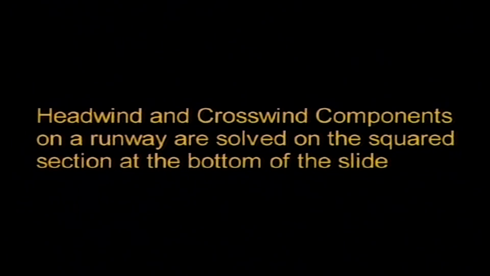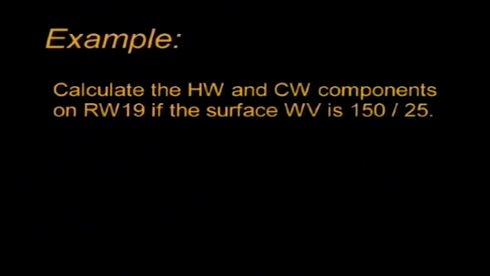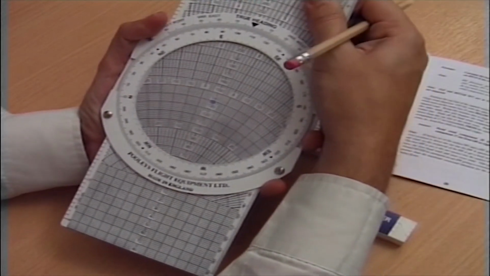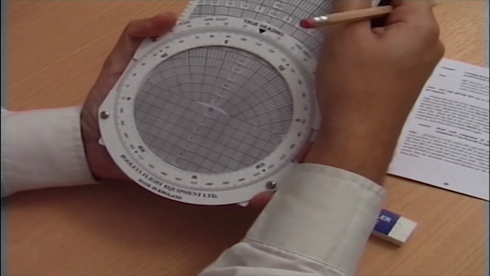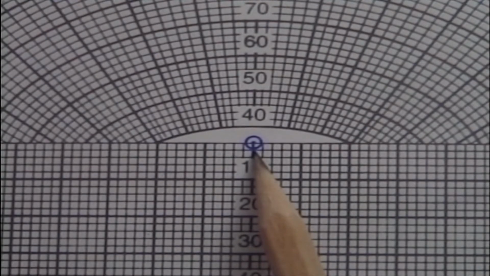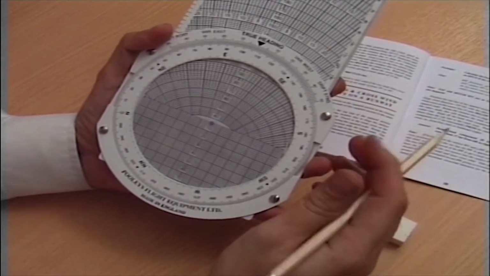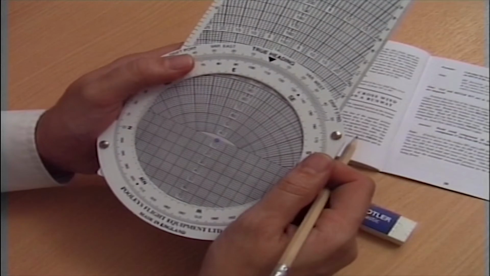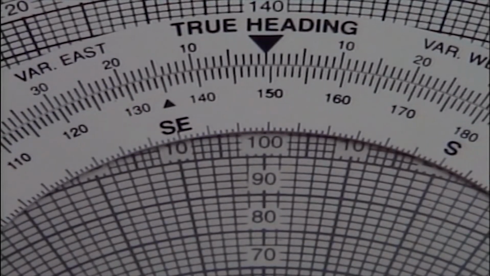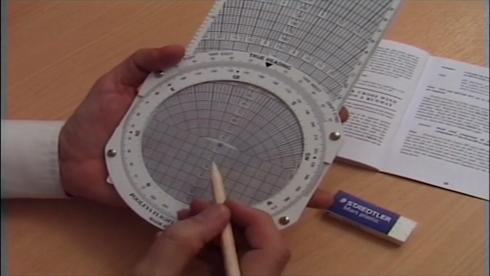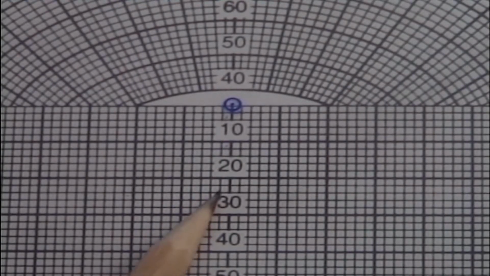Headwind and crosswind components on a runway are solved on the squared section at the bottom of the slide. For example, calculate headwind and crosswind components on runway 19 with a surface wind of 150, 25 knots. First of all, move the slide to position the top line of the squared section through the centre dot. Put the wind on first, which is 150 degrees magnetic, lined up under the true heading index. And count down 25 knots.